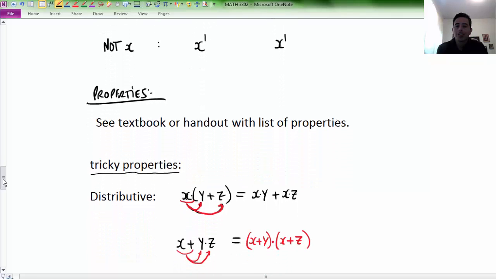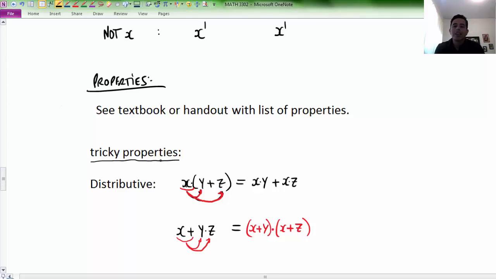Okay, so here I'm going to talk about the distributive property, which is kind of tricky because we are not used to that. This is the normal distribution that we use, right? This is fine. This is okay. X times y plus x times z. But look at this one. This one is a little tricky because we are not used to that. You distribute the addition: x plus y times x plus z. Okay.